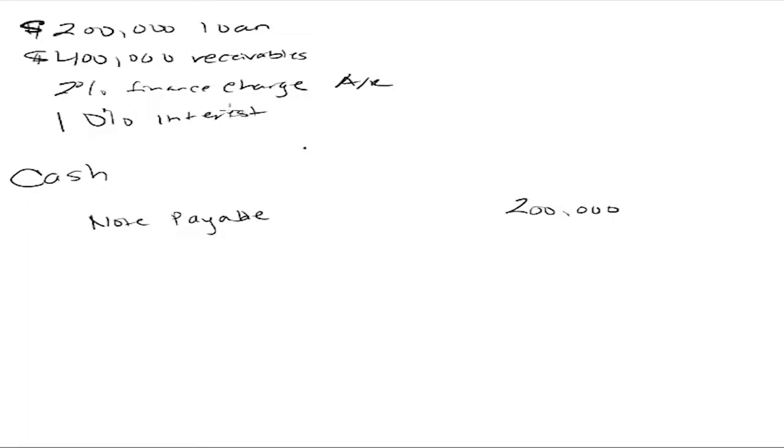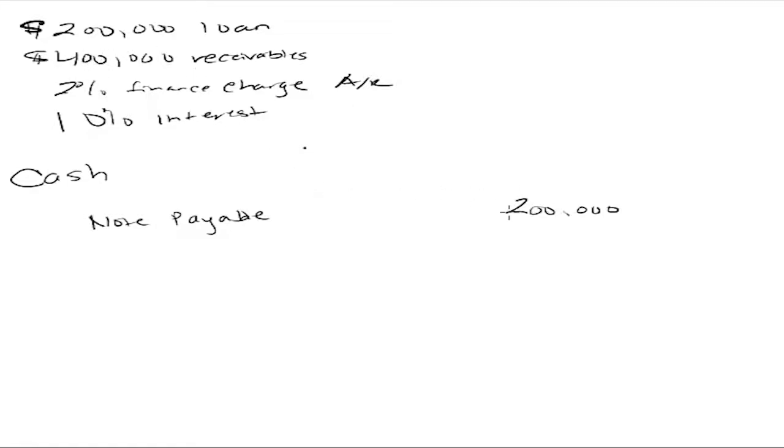But we're doing an assignment here, and so we have this 2% finance charge. So it's like a discounted note. So we need to discount the note. And it's 2% of what? It's not discounted off of this. It's 2% of the receivables that we're pledging. That's how much we're going to discount it down. So 2% of the $400,000 is $8,000.